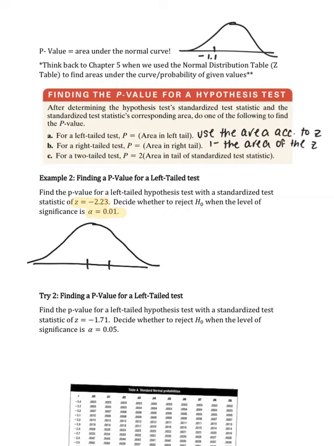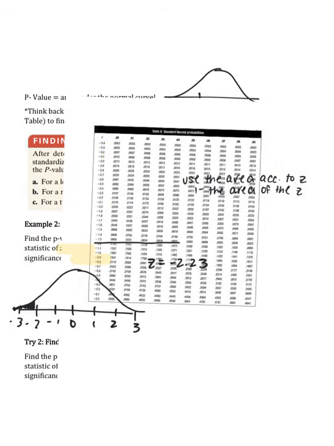And 0, 1, 2, 3. We've got 0, 1, 2, and 3, negative 1, negative 2, negative 3. And our z-value is negative 2.23, so that would be somewhere around here. So we're looking for this area because, again, it is a left-tailed test. So I know that my z-value is negative 2.23, so all I have to do is find the negative side of my chart.